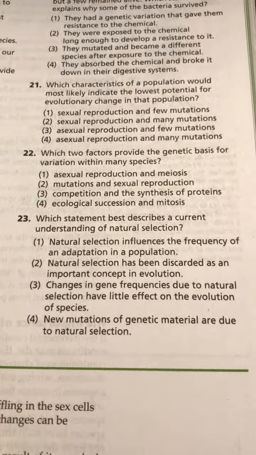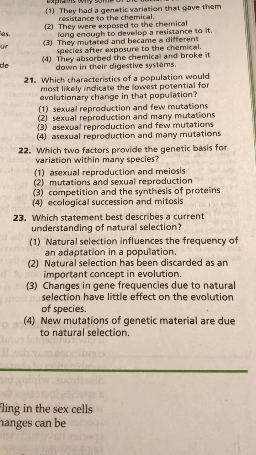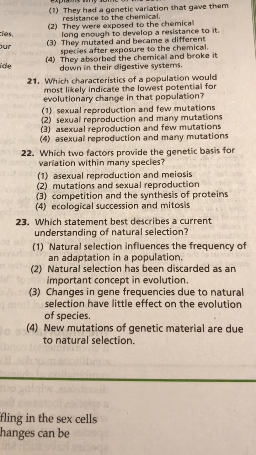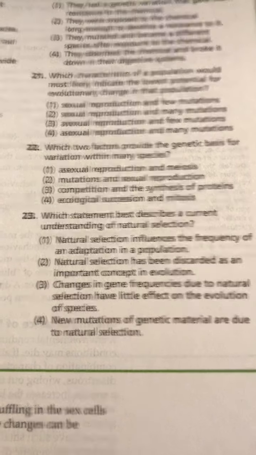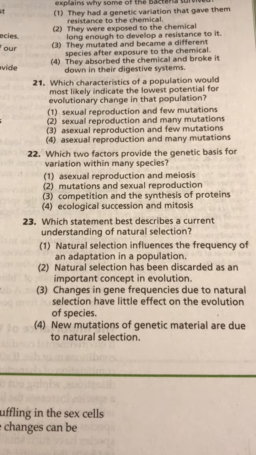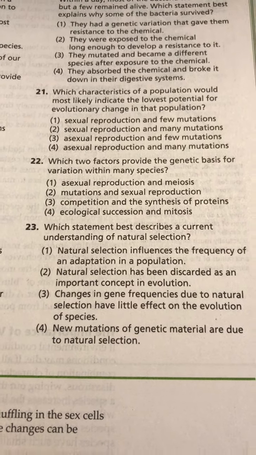Number 22. Which 2 factors provide the genetic basis for variation within many species? 1. Asexual reproduction and meiosis. 2. Mutations and sexual reproduction. 3.